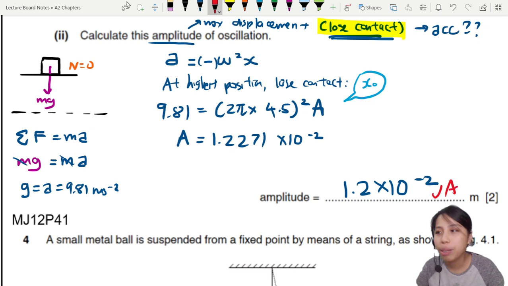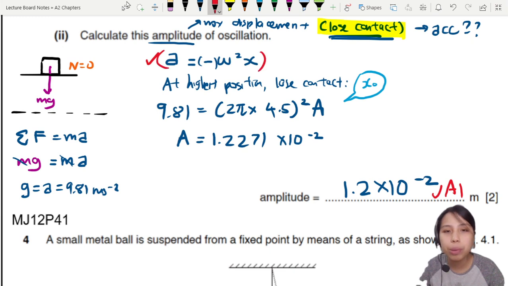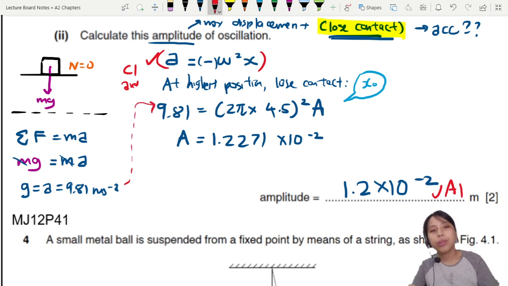One mark is for the final answer as usual, okay? And one is for your usage of the simple harmonic motion equation, and you use 9.81 inside. Then only you can get that C1 mark, right?